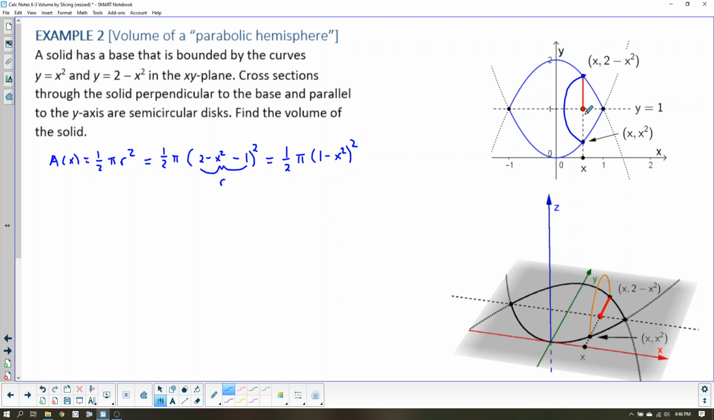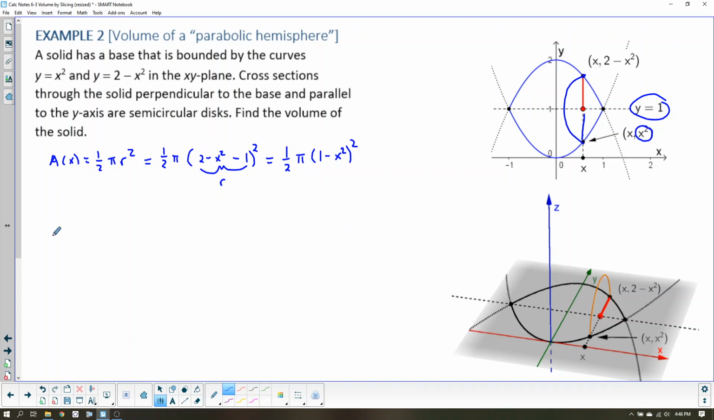Now, we could have also found the length of this piece, and you see you get the exact same thing. I said the length of that segment has to be upper minus lower, and that is exactly 1 minus x squared. So either one of those, whether you did the top radius or the bottom one, gives you the exact same expression.